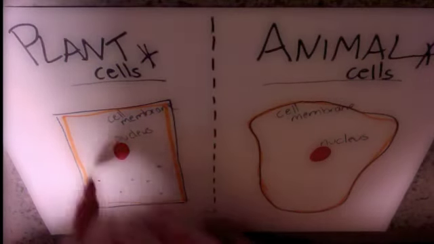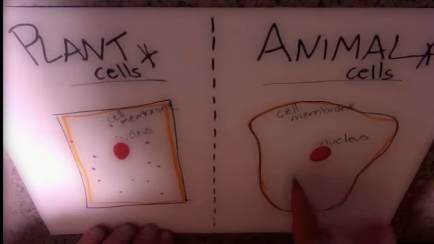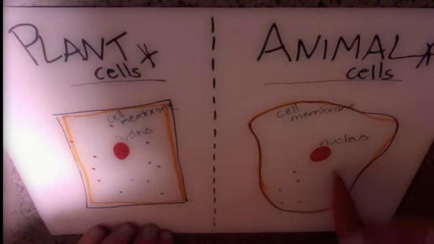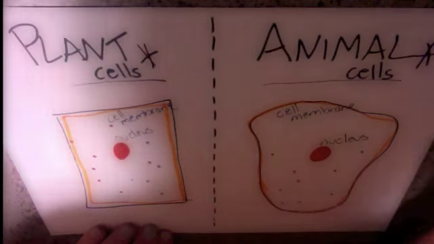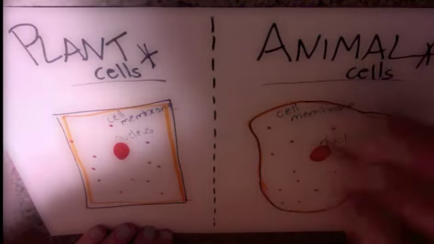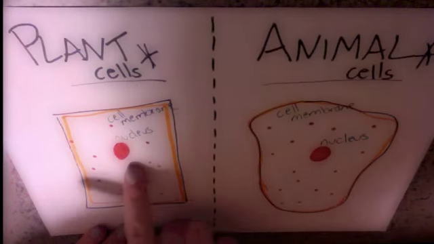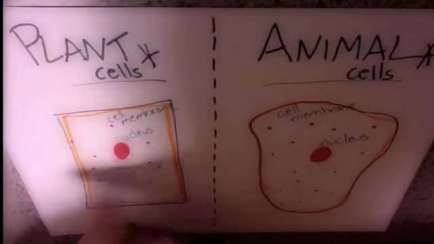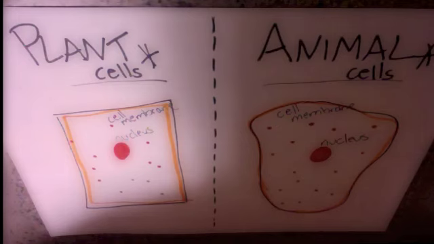Cytoplasm is like the jelly stuff on the inside of cells that kind of holds it together. Cytoplasm doesn't look like dots, but it does kind of look jelly-like, and that's what I'm trying to show here. So we have the cytoplasm here and here, all spread around inside the cells.